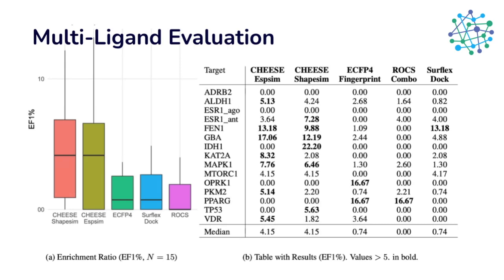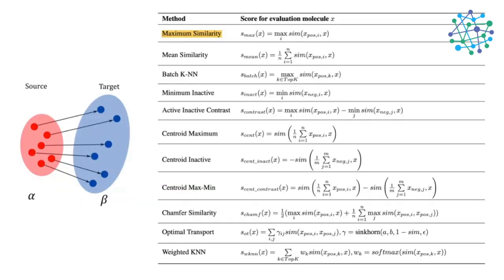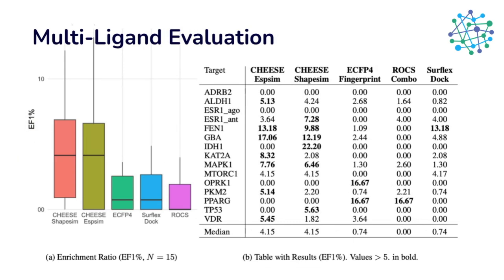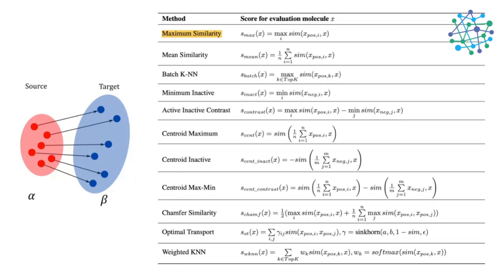Here it is interesting that only CHEESE performs very well in this multi-ligand evaluation, whereas other methods, be it fingerprints or Surflex-Dock or ROCS, mostly fail. This evaluation, to be consistent with the previous literature, corresponds to the maximum similarity method, as the formula is here in the table. But we have also tried many more set similarity metrics inspired by literature in optimal transport and 3D point cloud registration, or in general in machine learning. And these are different ways how to perform the set similarity.